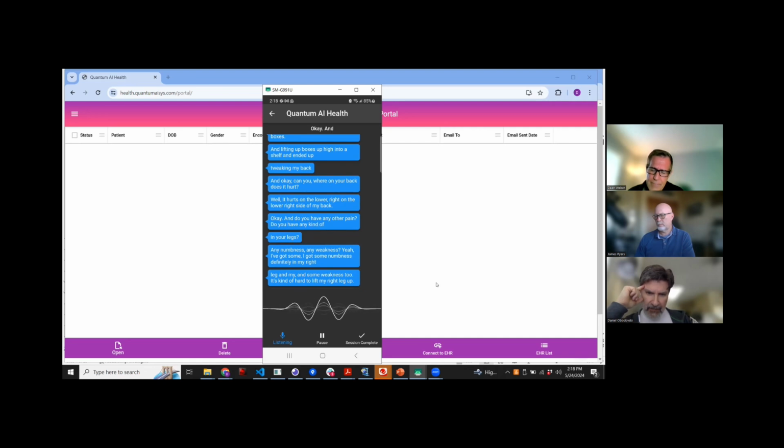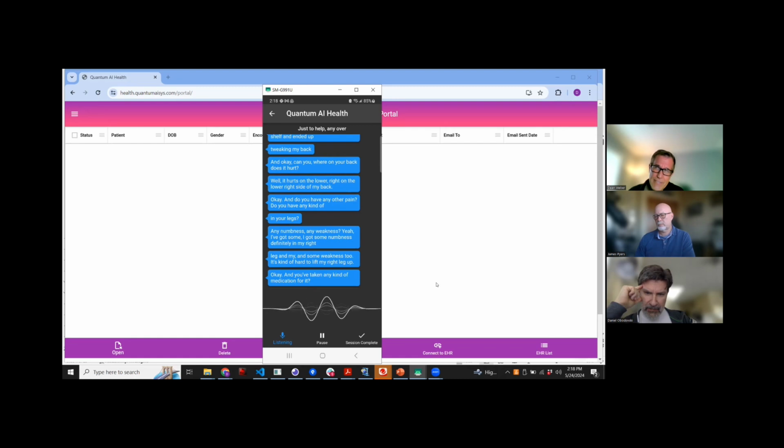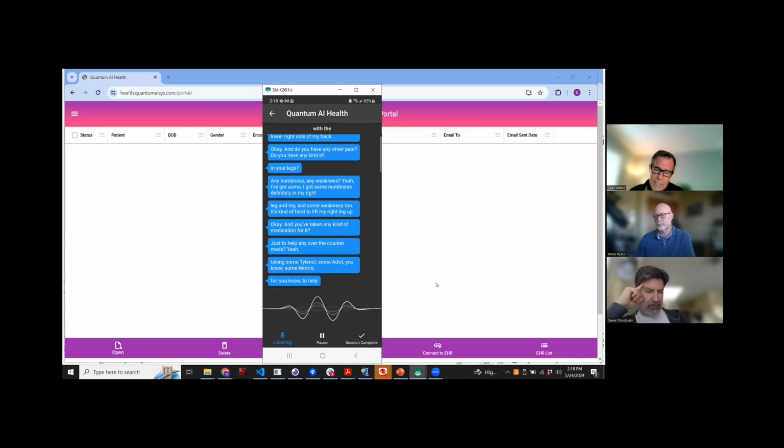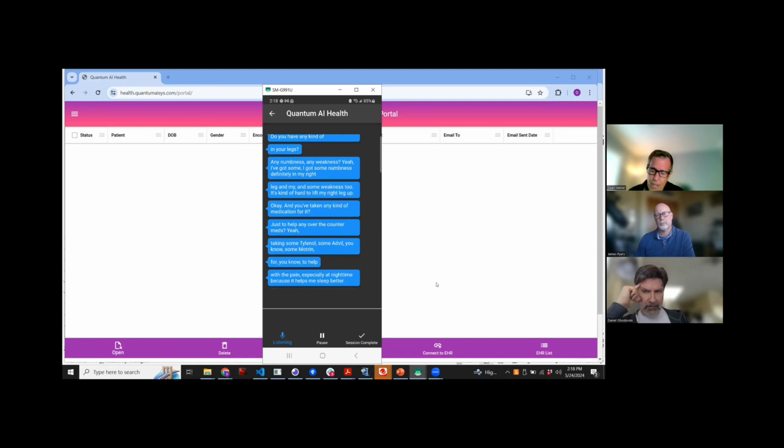Okay, and are you taking any kind of medication for it, any over-the-counter meds? Yeah, I'm taking some Tylenol, some Advil, some Motrin to help with the pain, especially at nighttime, because it helps me sleep better. Okay.